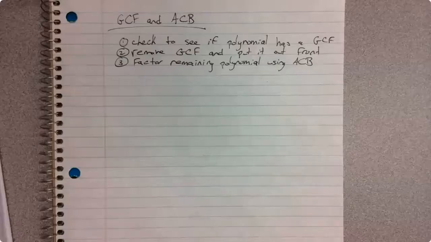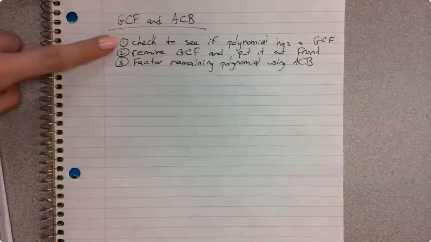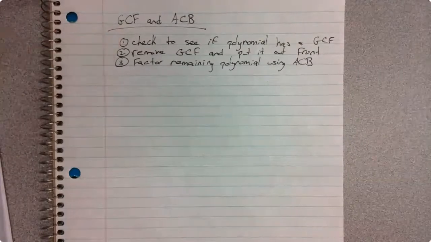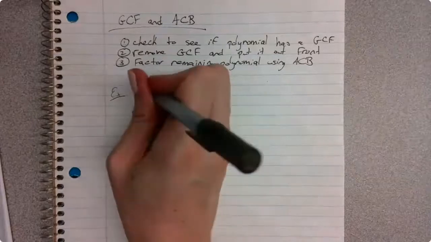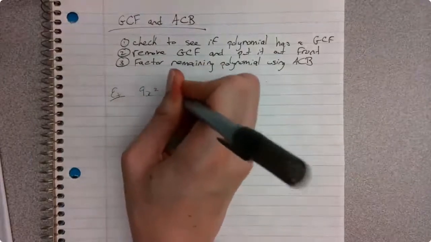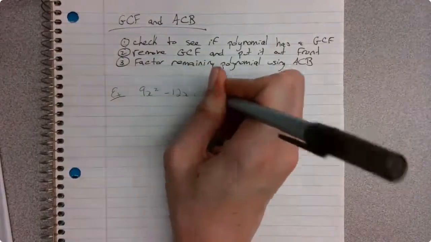Okay, so anytime you're doing the ACB method and your A value is something other than 1, so you have a number in front of your x squared, you should always check if your polynomial has a greatest common factor. So that's actually the first step. Check to see if our polynomial has a greatest common factor. So we're going to be using the example 9x squared minus 12x minus 21.